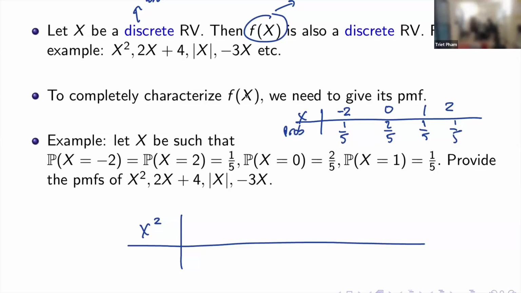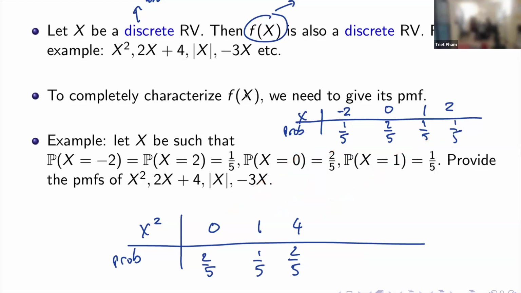X squared can take value 0, 1, and 4. Notice the -2 and the 2 both give value 4. So what effect will it have? It will have an effect on the probability. The probability of x squared equal to 0 is 2/5, 1/5. So this will be 2/5. How? It draws exactly from this table.